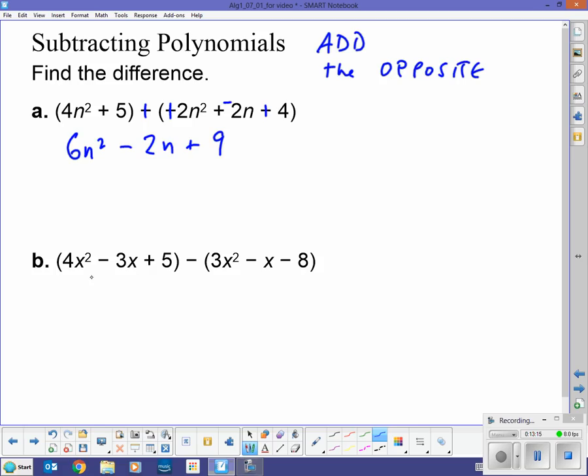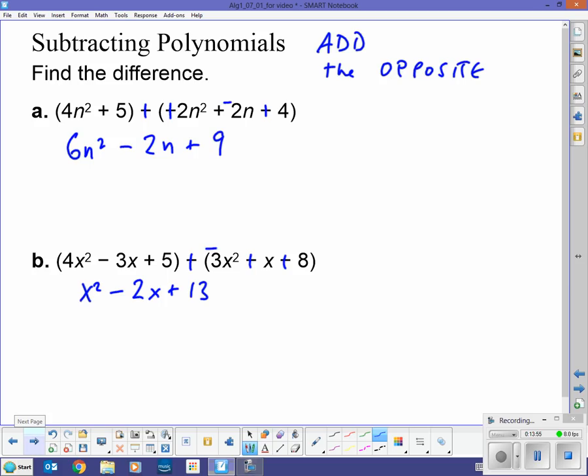The last one, again, the first polynomial stays the same. We think of subtraction as addition, and then we write the opposite of everything in the second polynomial. So 4x squared and negative 3x squared, 1x squared. Negative 3x plus 1x, negative 2x. And then finally 5 plus 8 is 13. Okay, add the opposite, just like when we're doing integers. And if you need to pause it to get these into your notes, do so.